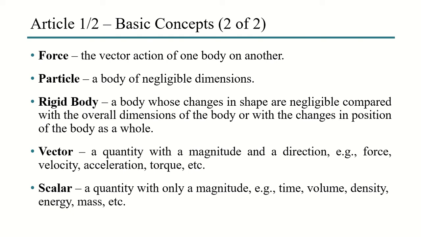Then we have rigid body. Rigid body is a body whose changes in shape are negligible compared with the whole dimensions of the body or with the changes in position of the body as a whole. Vector, quantity with magnitude and a direction. Example, force, velocity, acceleration, torque, etc. Then we have scalar. Scalar is a quantity with only a magnitude. For example, time, volume, density, energy, mass, etc.